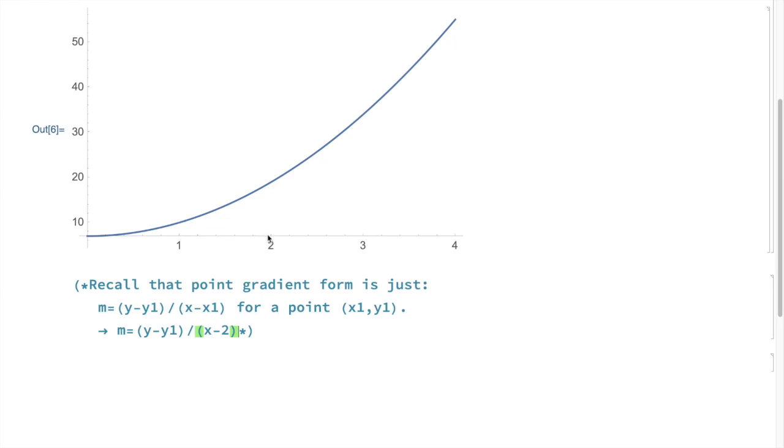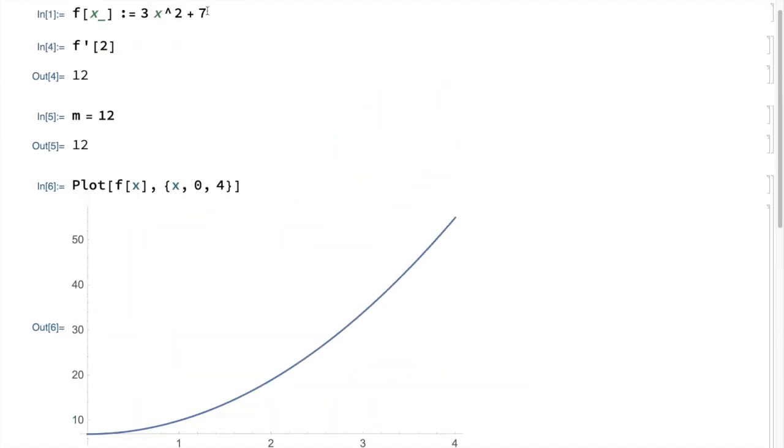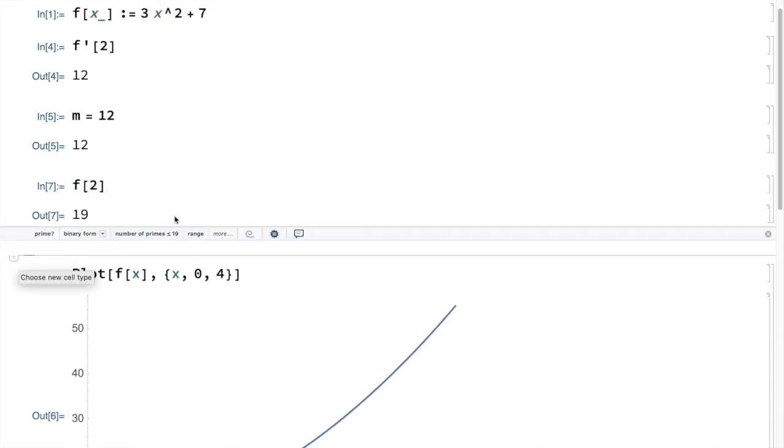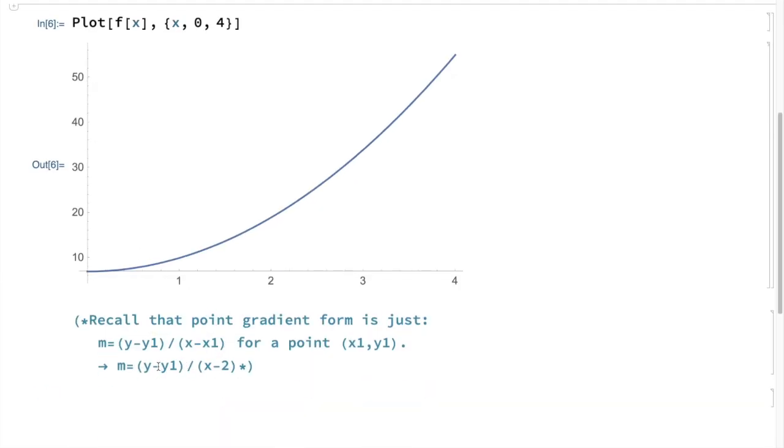Well, I need to know what this y value is when I plug 2 into the original curve. So I'll have 2 squared, which is 4, 4 times 3, which is 12, 12 plus 7 is 19. Let's make sure we're right. Yep. So now we have our y value, which is 19. Coming back to this point gradient form right here, I'm just going to change this to a 19.